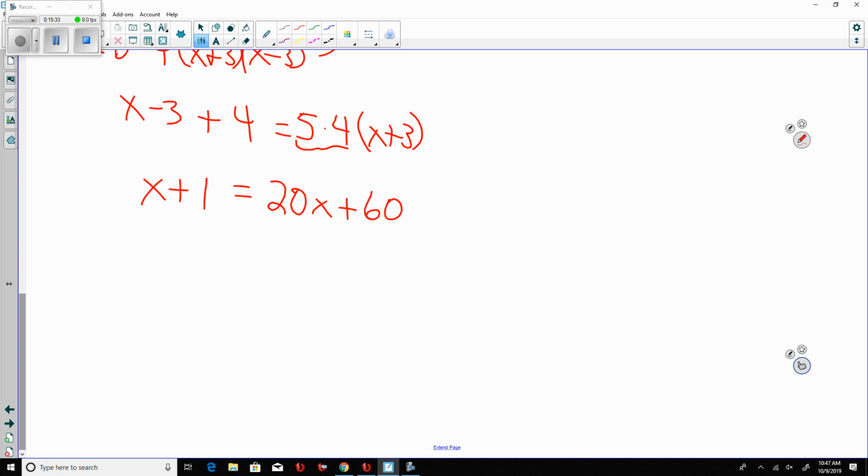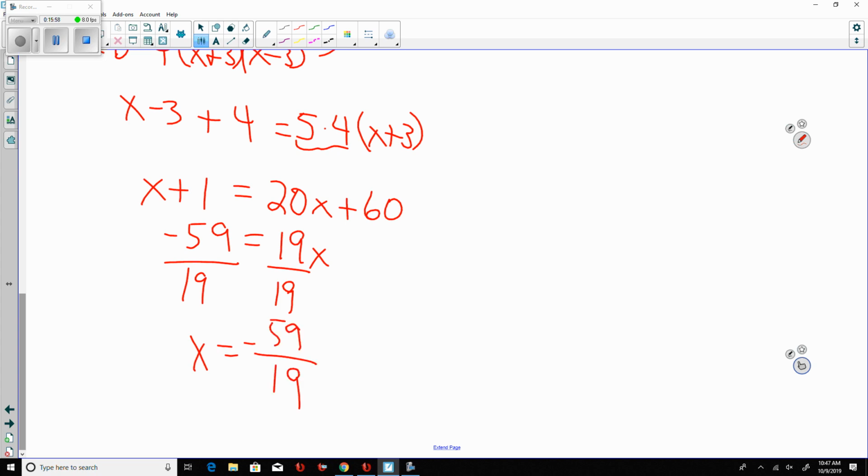Doesn't matter which side goes where. I usually move the smallest x just to make it easier on myself. So then this becomes 19x. This is negative 59. It's okay to get some ugly numbers. You're in pre-calc. Not everything's going to work out evenly. So then you divide both sides by 19. I get x equals negative 59 over 19.